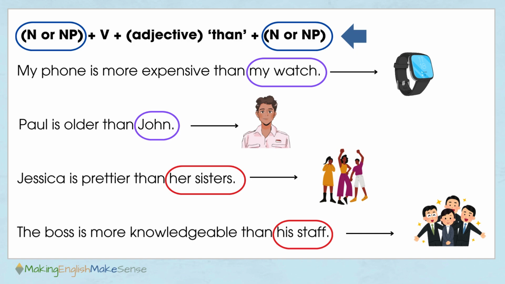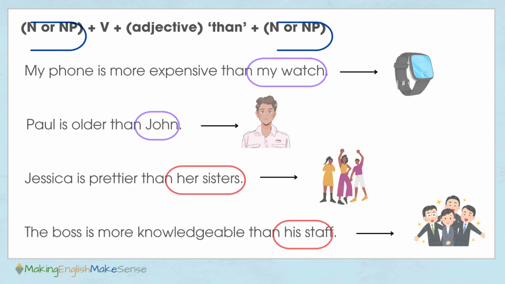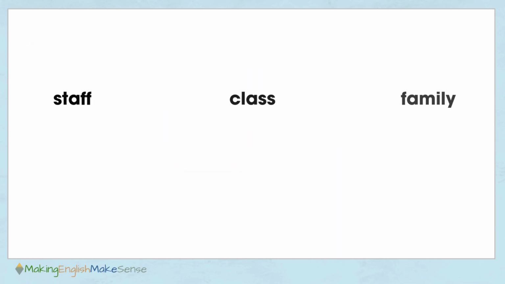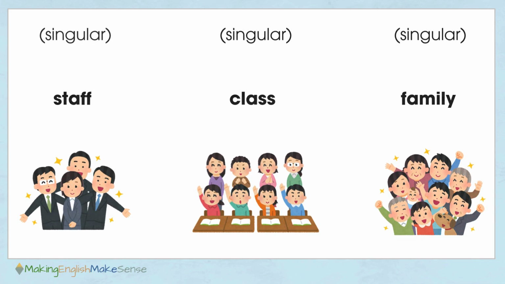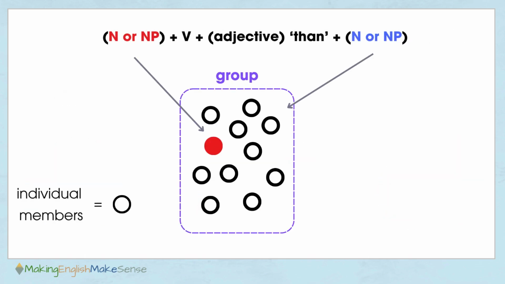And here we want to pay more attention to the meaning of the second noun rather than its form, because certain nouns like staff, class, or family can represent a group of people instead of only one person, even though they are grammatically singular. Now, the subject noun can be compared to a single member of a set or group, multiple members of the set or group, or all of the members of a set or group. Let me show you what this looks like.